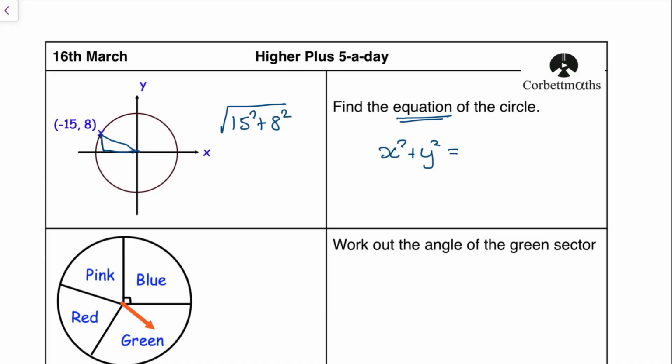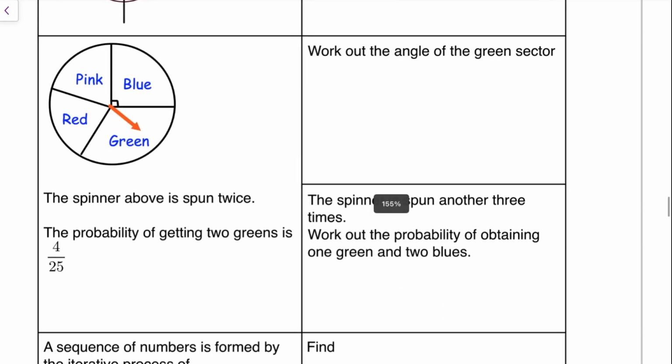So the radius is the square root of 289, which I think is 17, but x squared plus y squared is r squared, so it's the radius squared, which means that actually this is just 289. Question done. Relatively straightforward to start. Nice question to start.